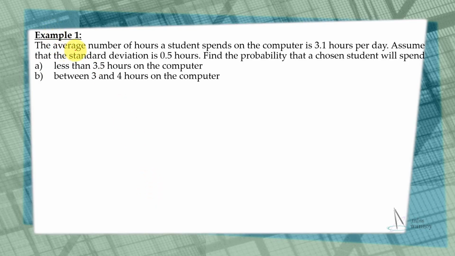Okay, so example 1, the average number of hours a student spends on the computer is 3.1 hours a day. Assume that the standard deviation is 0.5 hours. Find the probability that a chosen student will spend. So this is what we want to calculate. So let X be the number of hours a student spends on the computer.